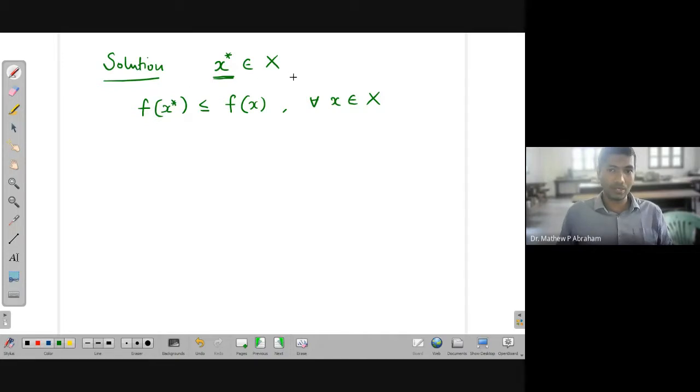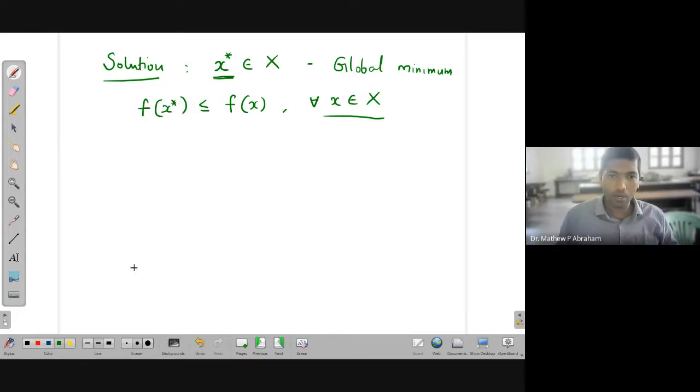So this is actually the solution, which is called the global minimum. We'll come to local minimum later. Here I am considering the whole feasible set or constraint set, and in that, if x star is minimizing over the whole set, then that is actually the global minimum.